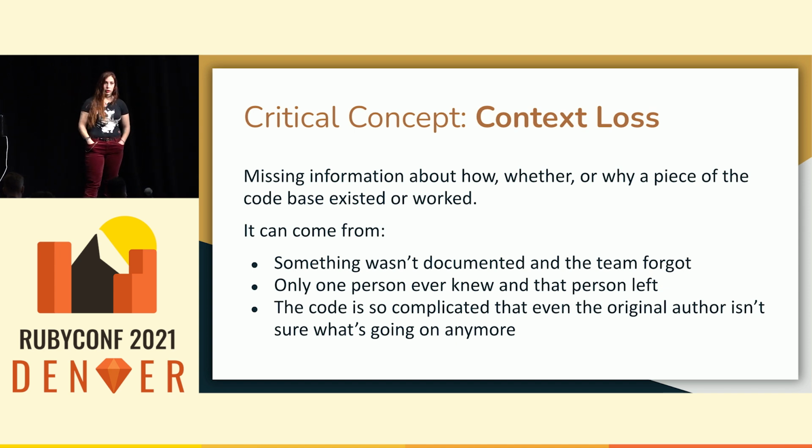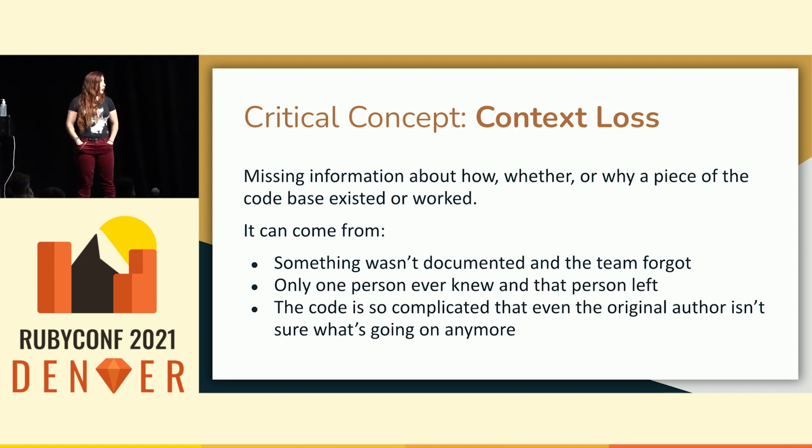It has very little to do with the quality or functionality of the code itself. It has everything to do with the way the context was shared or stored or broadcast, or not shared, stored, or broadcast among the remaining team members. You can get context loss from a number of things. For example, something wasn't documented and the team forgot. That's context loss. Only one person ever knew and that person left the company. Hands up if this has happened to you. Huge source of context loss right there. This is why churn events are so risky technically, is they drive your maintenance load way up usually.